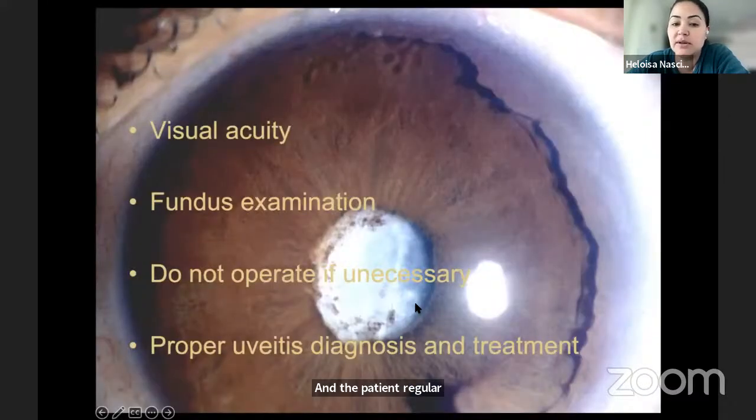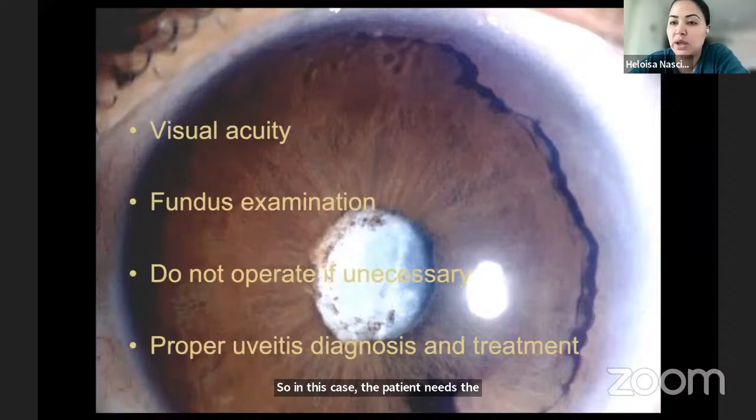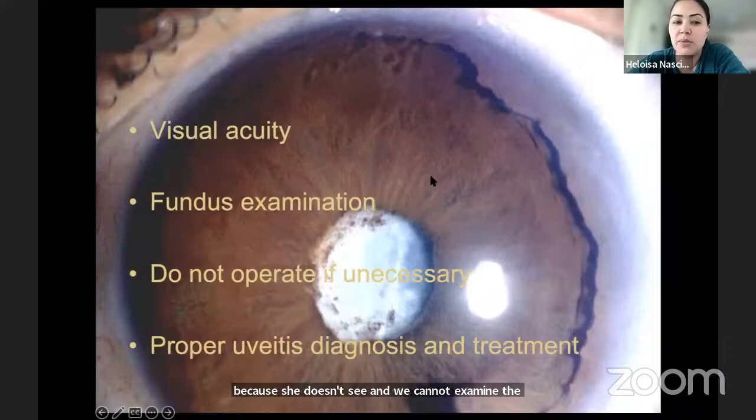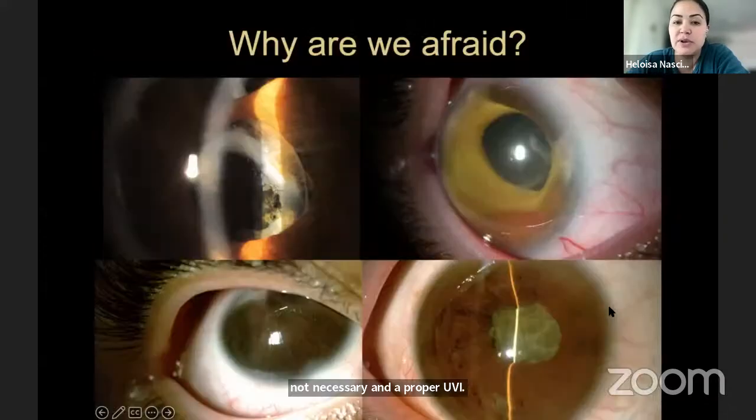It is different from this other case, where she has a total cataract, so the vision is only light perception. In this case, the patient needs the cataract surgery because she doesn't see and we cannot examine the fundus, which is really important for us to follow up her uveitis. So in the preoperative evaluation, we need to check the visual acuity and the fundus examination. We should not operate if it's not necessary, and a proper uveitis diagnosis and treatment must be made before the surgery. And why are we afraid?